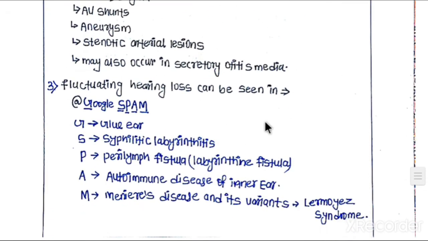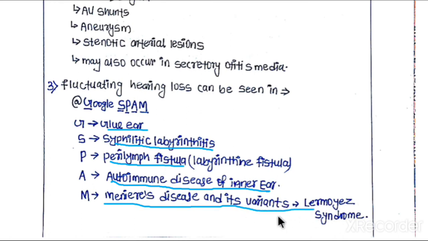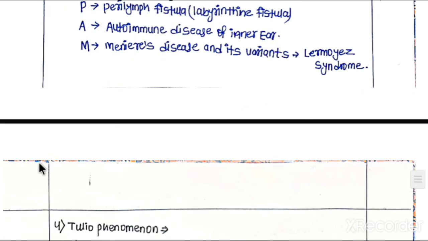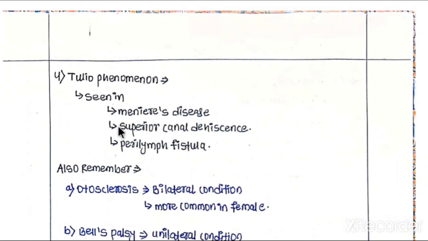Fluctuating hearing loss can also be seen in, this is the mnemonic GOOGLE SPAM. G for glue ear, S for syphilitic labyrinthitis, P for perilymph fistula, A for autoimmune disease of inner ear, M for Meniere's disease and its variant like Lermoyez syndrome. These are the diseases where fluctuating hearing loss can be seen. Now, Tullio phenomenon can be seen in Meniere's disease, superior canal dehiscence, perilymph fistula.